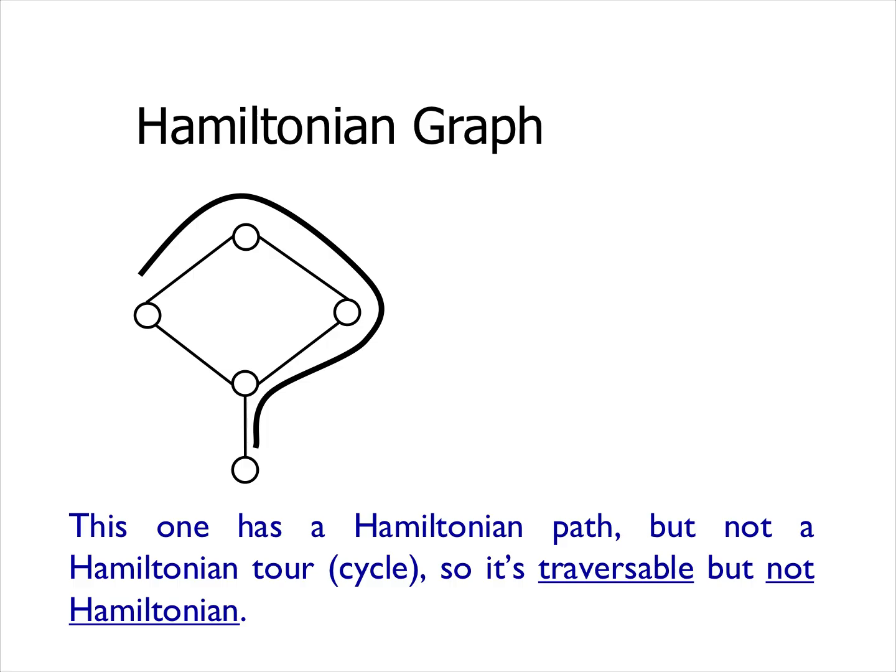Notice that I didn't traverse this edge at all. It doesn't matter. Okay, so I don't care about edges. I only care about making sure that it's a single path that starts at some point, finishes at another point, and goes through each vertex exactly once. Okay, that's a Hamiltonian path.